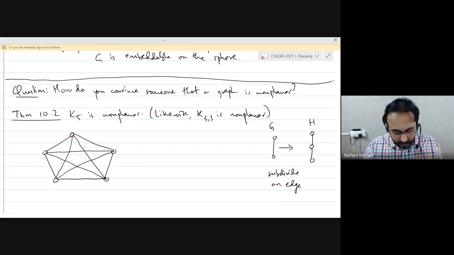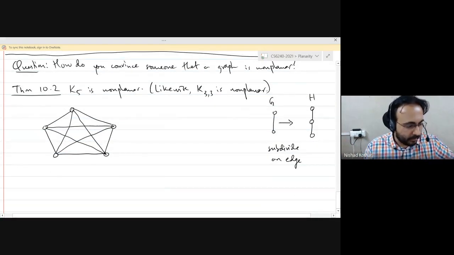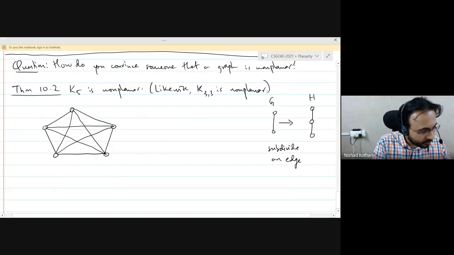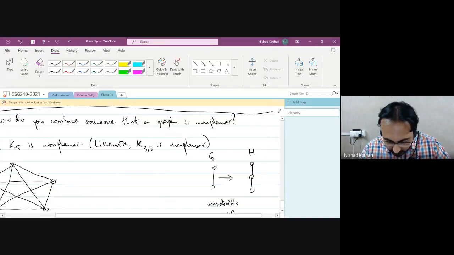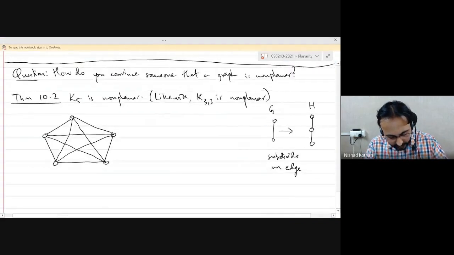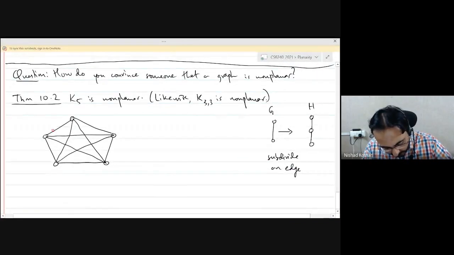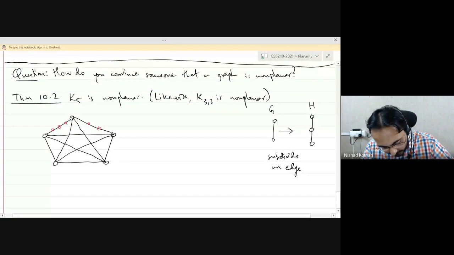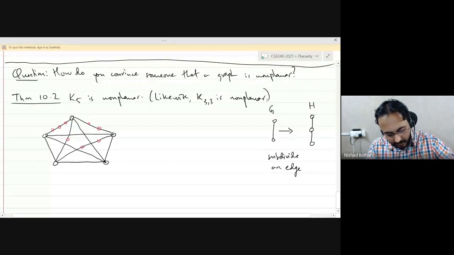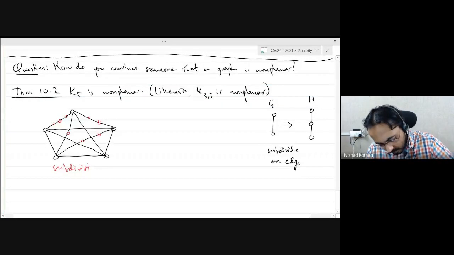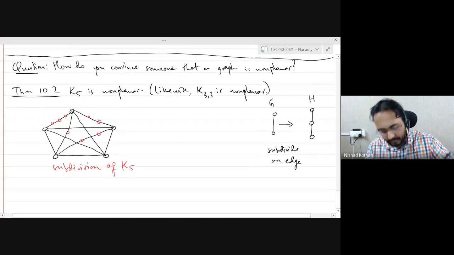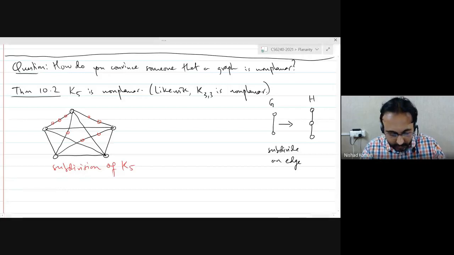So let's put this down and let me put down a definition. So in other words, I can do this operation repeatedly. So I can take K5 and I can keep subdividing edges any way I like. Right? So this is a subdivision of K5. So let's put down the formal definition.